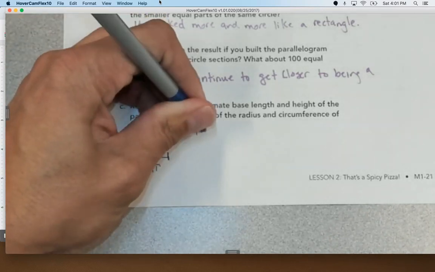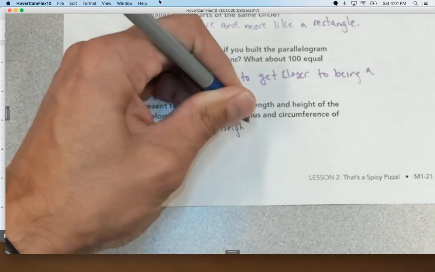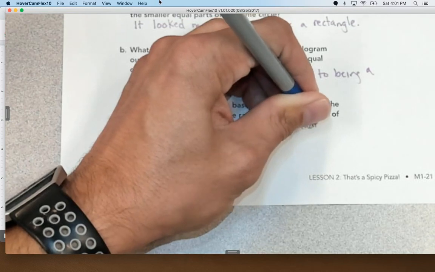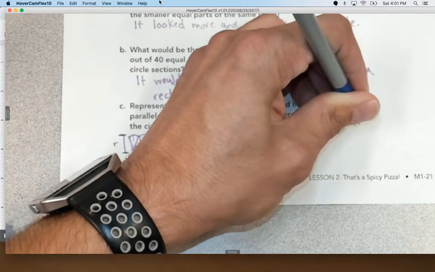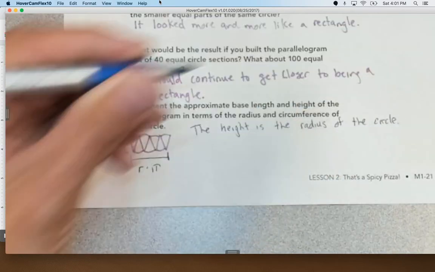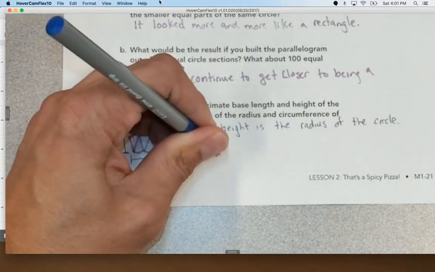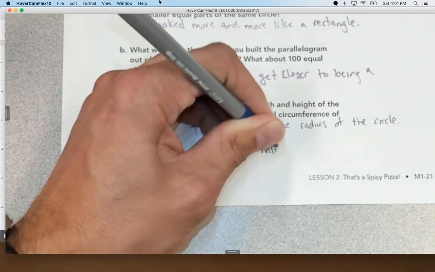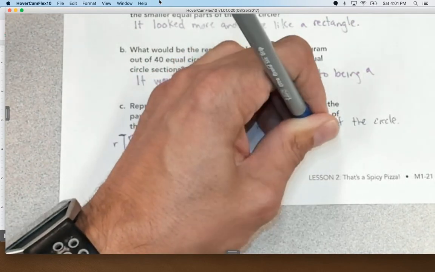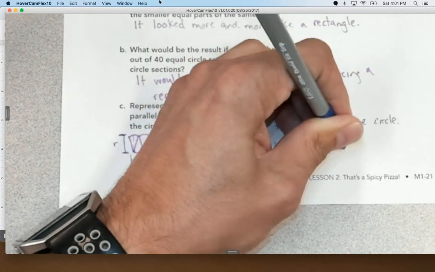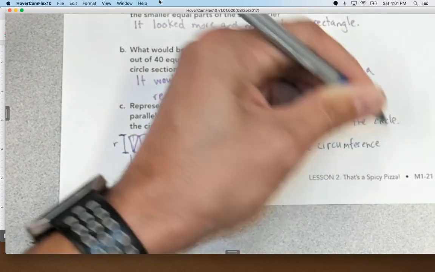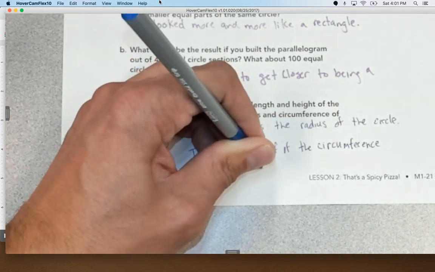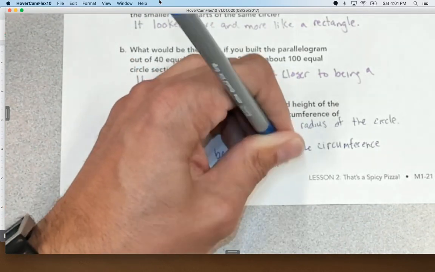The height is the radius of the circle. The base is half of the circumference, which is radius times pi.